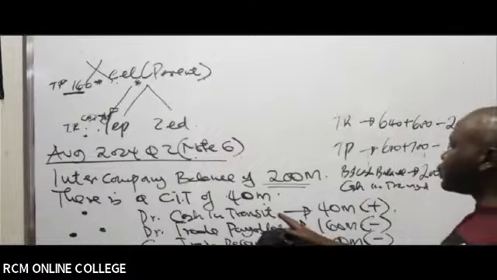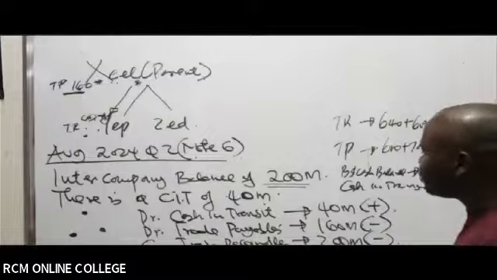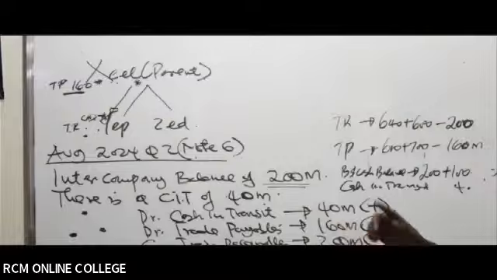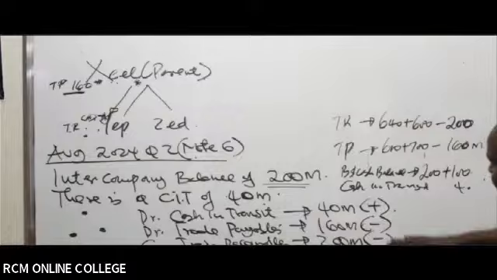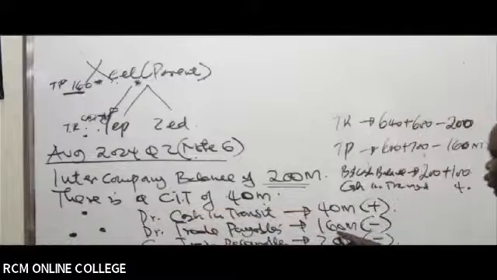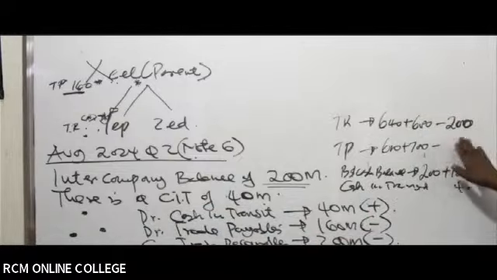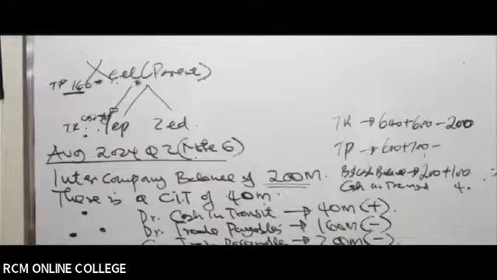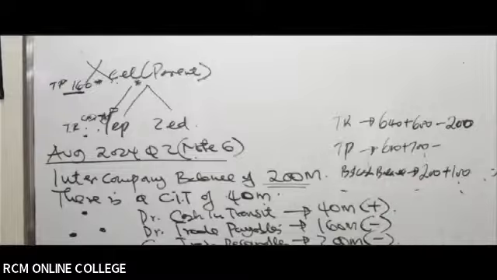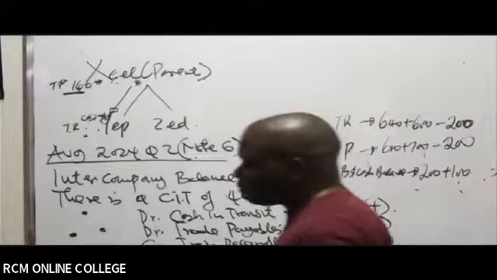If the cash in transit was not there, you would have debited the entire 200 in the trade payables. Assume there was an intercompany owing of 200 but no cash in transit issues. Then we would be deducting 200 on both sides, and there would be no issue of cash in transit at all. So we deduct 200 here and 200 there, and that cancels it out.